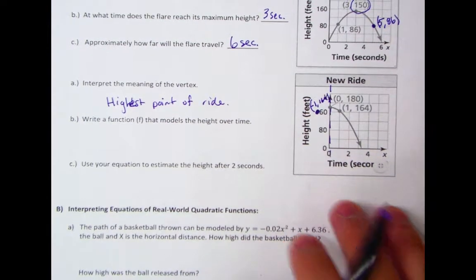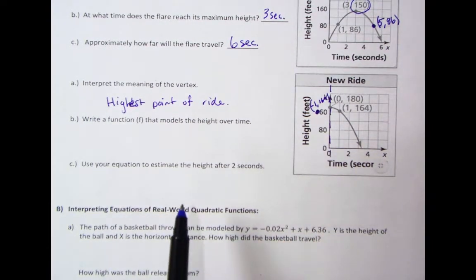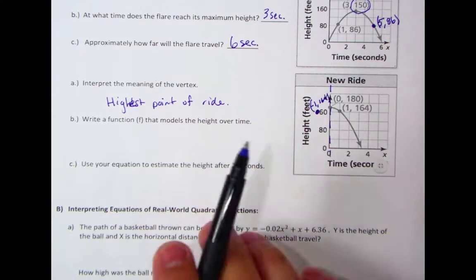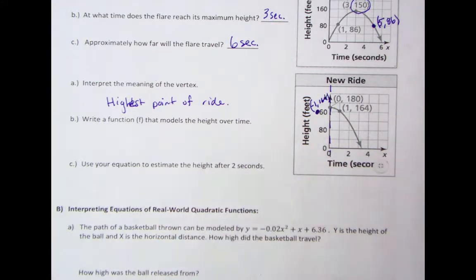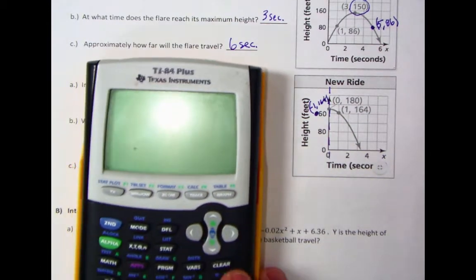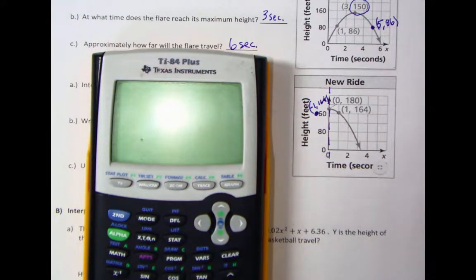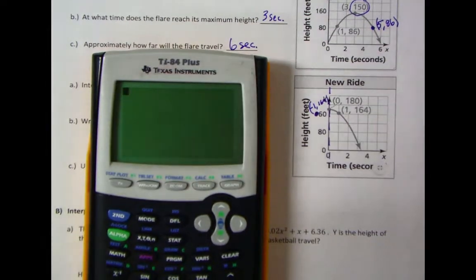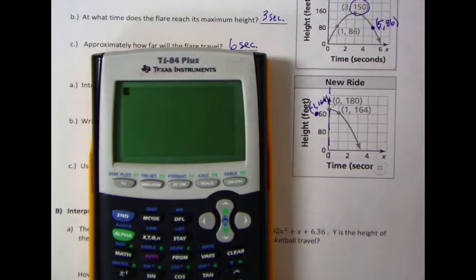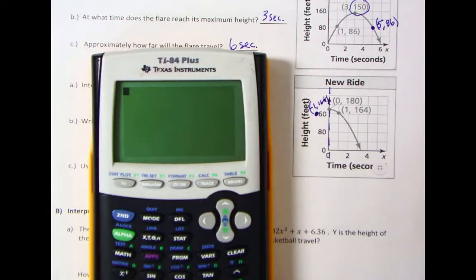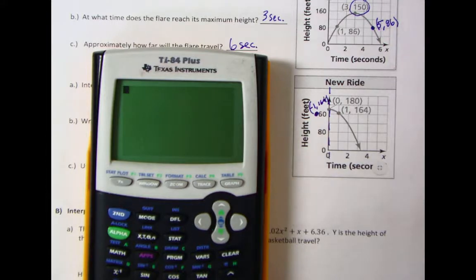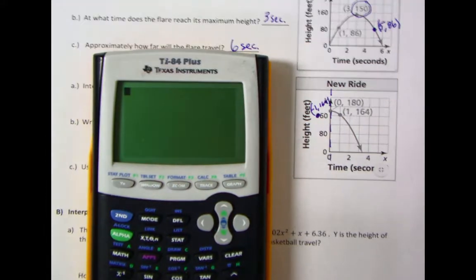Now you see here on B, it says write the function that models the height over time. So here we're actually going to need to run quadratic regression. So what we need to do is you're going to do the same thing you did for linear regression. I'm going to get out my graphing calculator here. Okay, put this side by side. Hopefully you can see it with this light on. I know it's a little dark, so we can brighten it up a little bit.